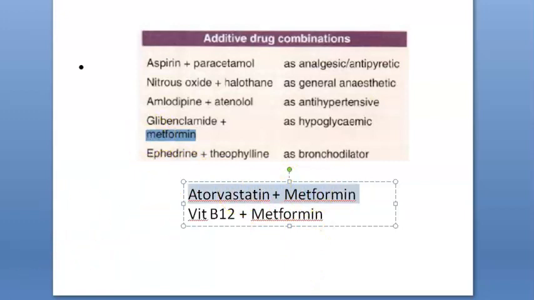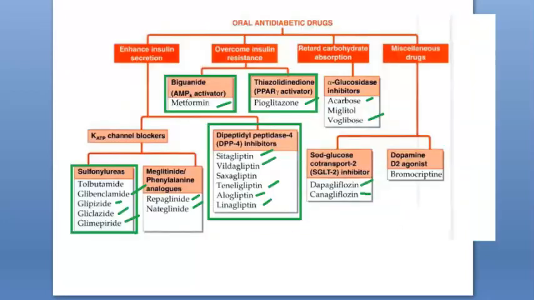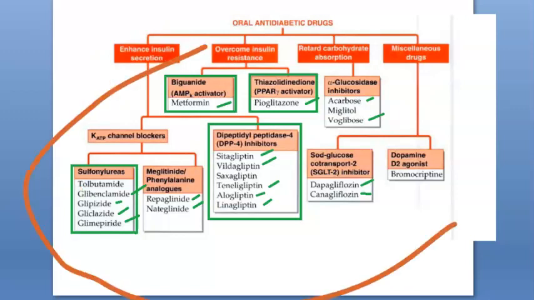Now let's come to the combination that I mentioned here, glibenclamide and metformin. Glibenclamide is what? Sulfonylurea, correct. Glibenclamide is a sulfonylurea. You see here? And metformin is not only available in combination with this, metformin is available in combination with all the drugs that have been mentioned here and ticked.